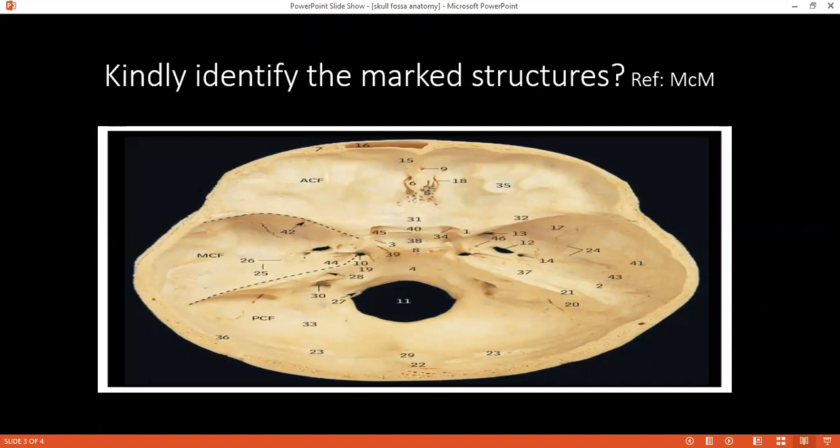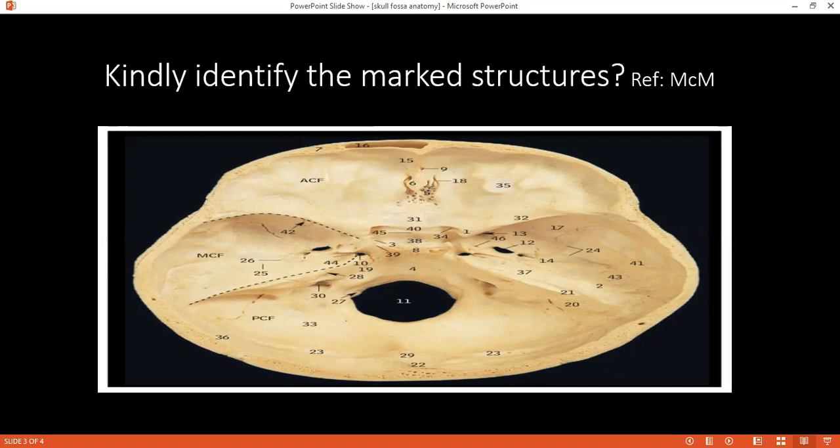Would you be able to identify the trigeminal impression for the trigeminal ganglion? Yes, ma'am. It is on the petrous part of the temporal bone. It is number 44 on the image. Good. Can you please tell me what's the significance of it? The trigeminal ganglion lies over it.